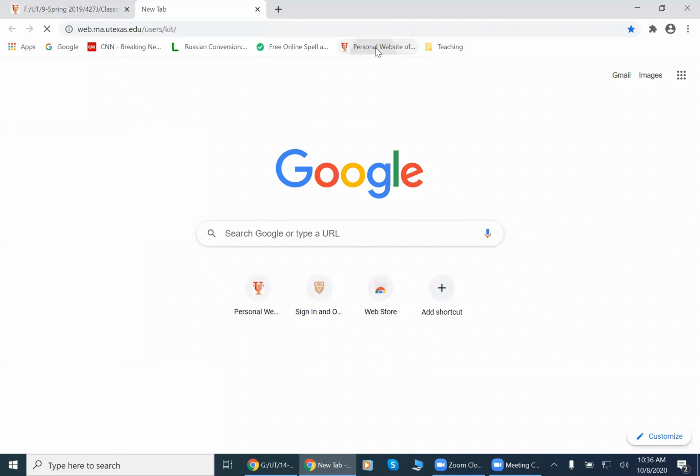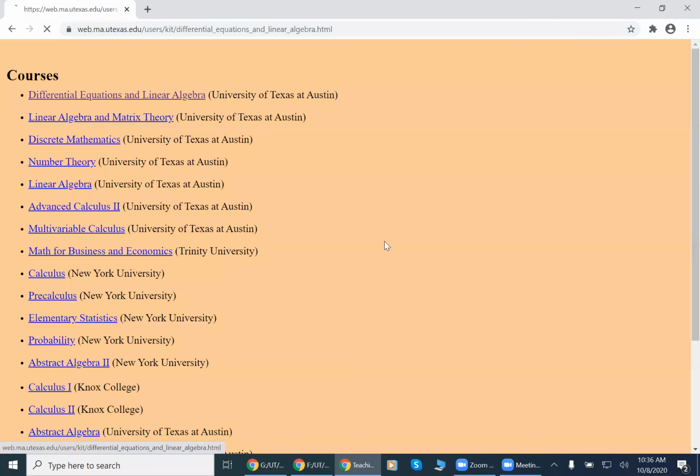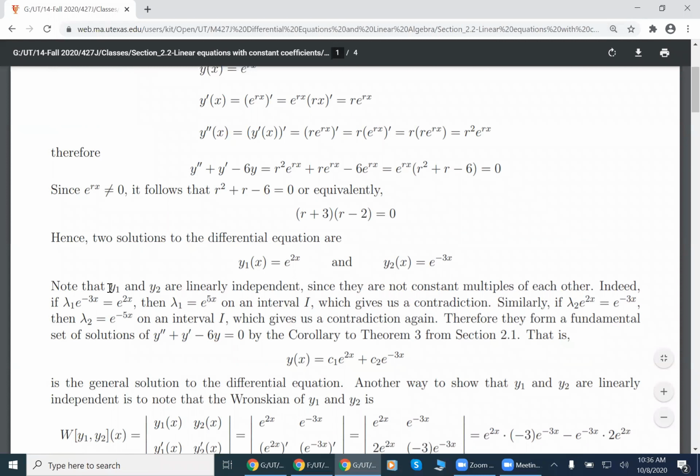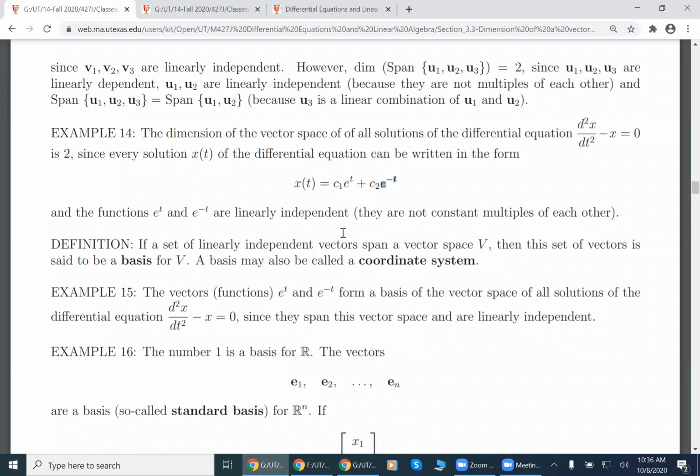Well, let me give you a simple example. We did a similar problem over here, section 2.2, where we show that these two functions are linearly independent. Because if one is a constant multiple of the other, these can be rewritten as the following equation, which cannot be. E to 5t is not a constant function, you see? Same is here. If this is a constant multiple of the other, we'll come up with the following equation: e to t is equal to lambda e to negative t, and therefore e to 2t is equal to lambda, which cannot be. See it?